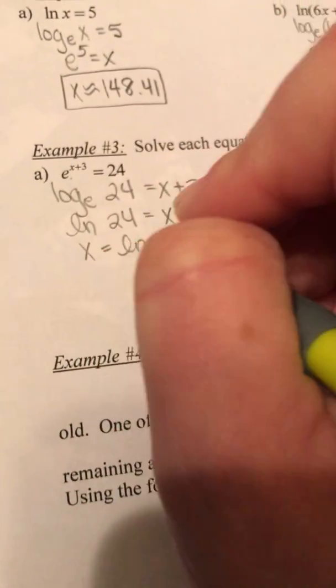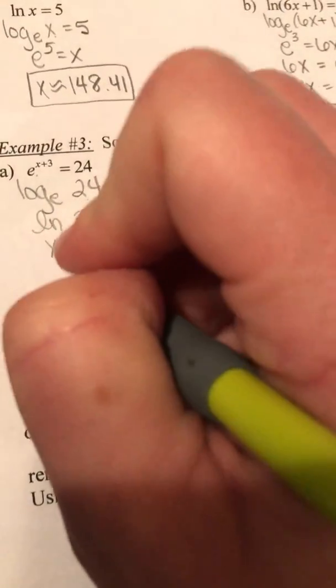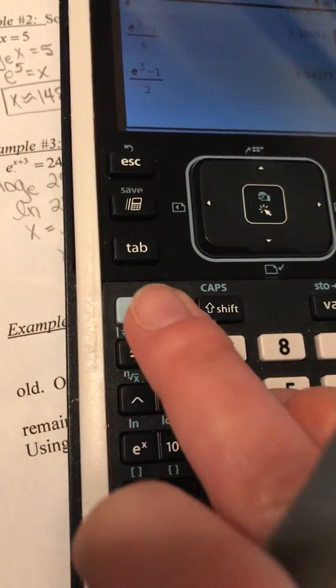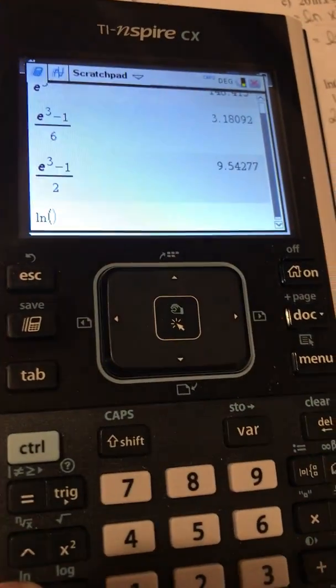So x equals the natural log of 24 minus 3. All right, putting it into our calculators. Natural log is on the left-hand side for you guys. My calculator, it's a second function. I think yours is not, if I remember correctly. Your e is your second function.